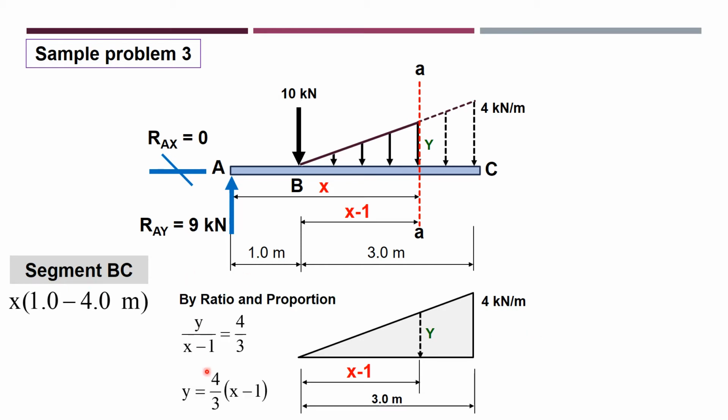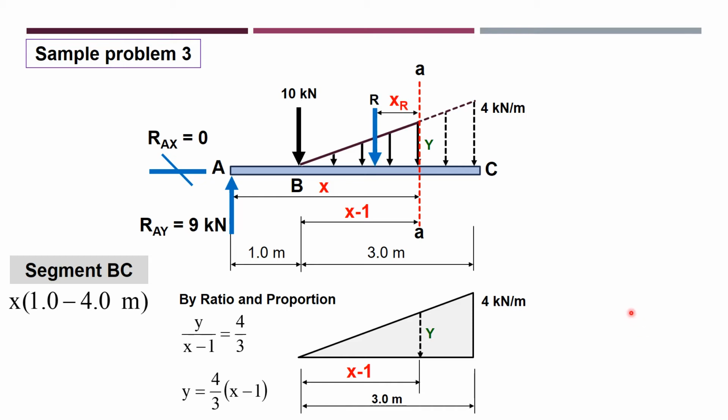So, ito na yon yung ating ratio and proportion. So, that will be y is to x minus 1 as 4 kilonewtons per meter is to 3 meters. So, you just simplify this to get y, and we have 4/3 ng x minus 1. So, this is now the value of this ordinate in terms of the variable x na ito.